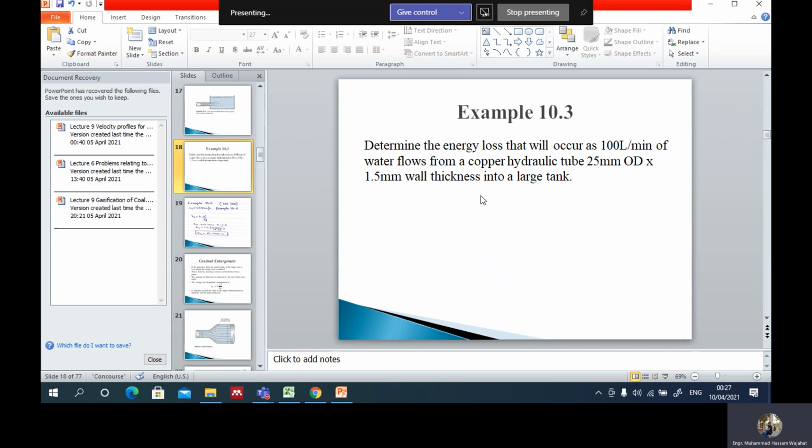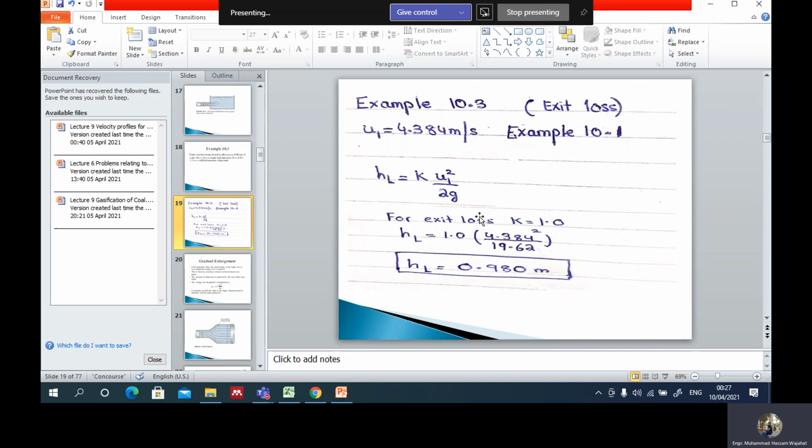Get the area, you have the Q, find the velocity. HL is nothing but what? K U square upon 2G. In this case, you will keep K as 1 because it is exit loss. U square would mean the velocity of the pipe, which in this case is U1 square upon 2G. Look at the HL. That is all you need to do.